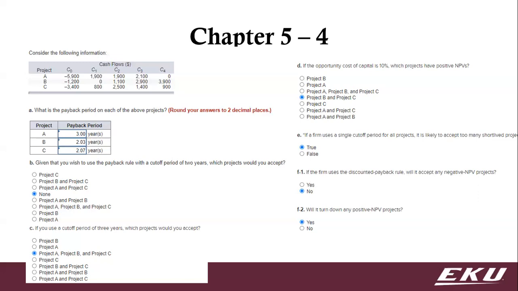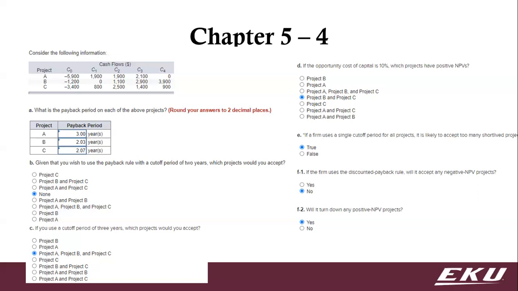The things there at the N, E, and then the F1, F2. Just to understand that these are some of those problems, right? If a firm uses a single cutoff period, it's likely to accept many short-lived projects. Yes, because if I say, hey, it's got to pay off in 3 years, I'm only going to get projects less than 3 years, right? And so you'll start getting a lot of short-term projects, which sometimes some companies really like.